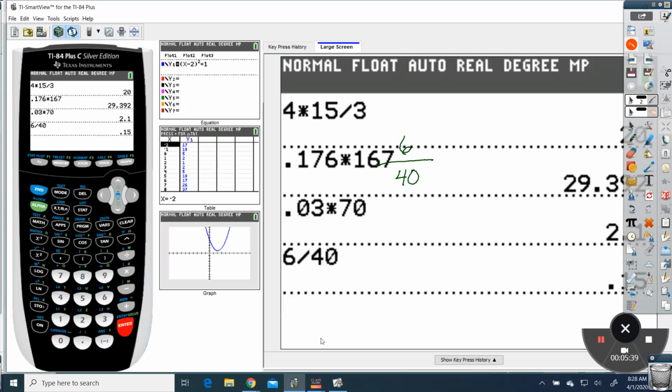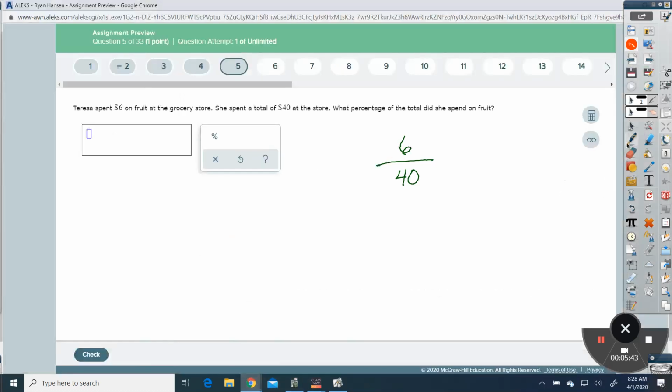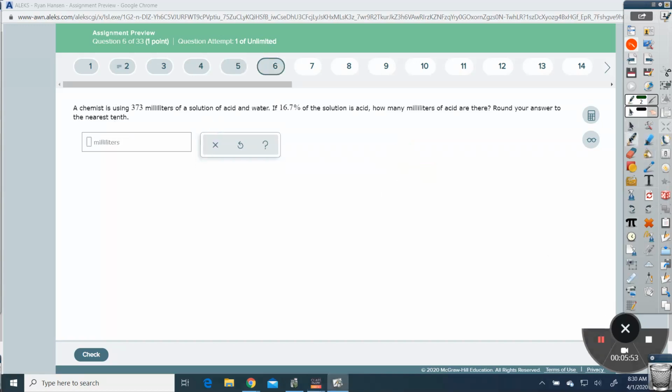So 0.15, and then we have to change that to a percent. So 0.15 as a percent is going to be 15. Then I click on this button and it'll bring up the percent for you. Okay, this is one that a lot of people struggled with. We'll see on the unit self-checks. So I'll try different ways to do this problem, okay?